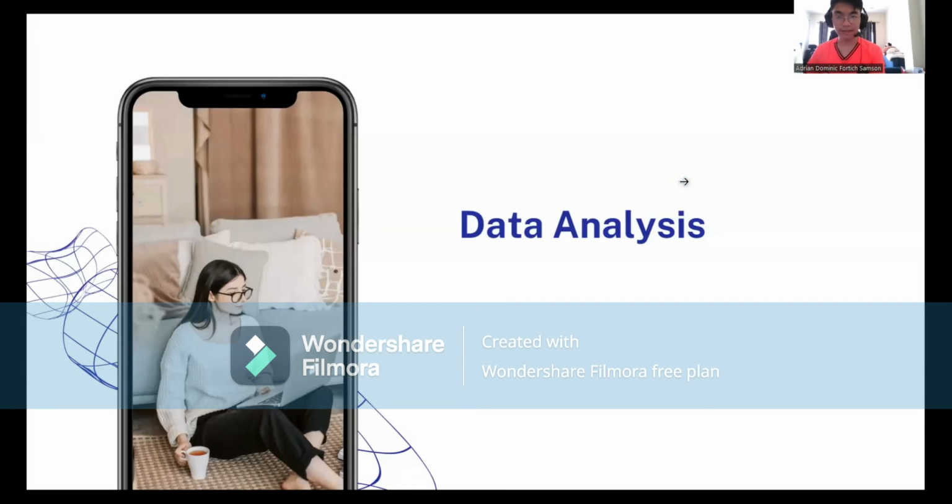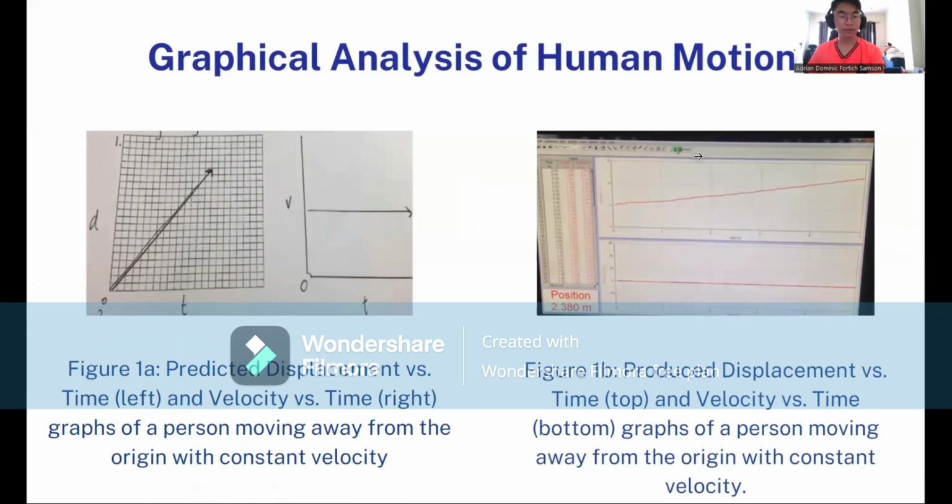We now move on to the data analysis. For Activity 1, Graphical Analysis of Human Motion, the displacement versus time graph and velocity versus time graph of a person moving away with constant velocity from a chosen starting point for a period of 10 seconds were first predicted and sketched, shown in Figure 1A, and produced using the Logger Pro app, shown in Figure 1B.